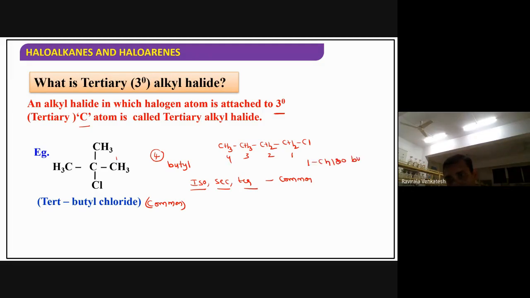1-chlorobutane. Now what type of alkyl halide is it: primary, secondary, or tertiary? Primary only, because the halogen-bonded carbon is bonded to only one carbon. Only one carbon is bonded, so this comes under primary only. Understood? Very simple thing.